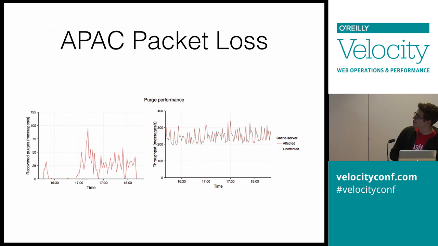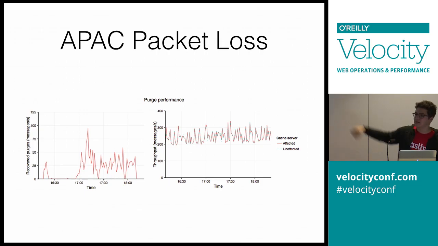Here's another network problem we saw. Right before I was giving a talk on this a while ago, I looked at the graph to see if anything interesting was going on. Turns out there was some major packet loss in the Asia and Pacific region, just casually in the background. Here are the graphs again.